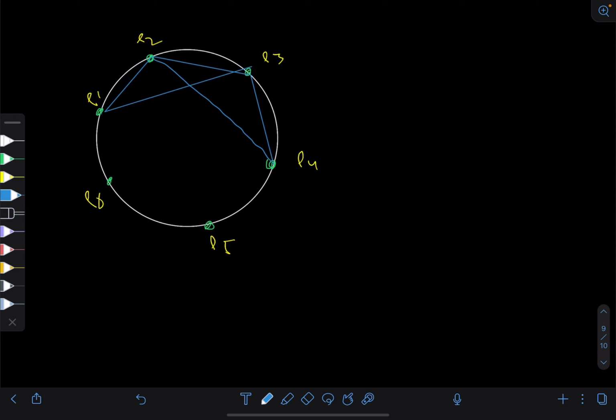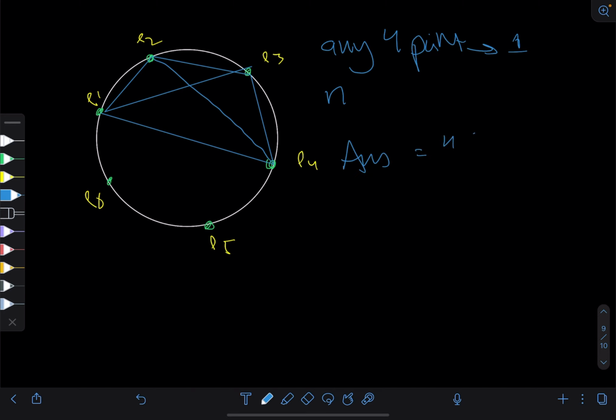This was also the case with n equals 4, and it is easy to see why, because when you draw diagonals like this, there is always one intersection. So any 4 points have one intersection, and if you have n points, then you just need to look at how many different combinations of 4 points there are. In other words, your answer is simply nC4, right?